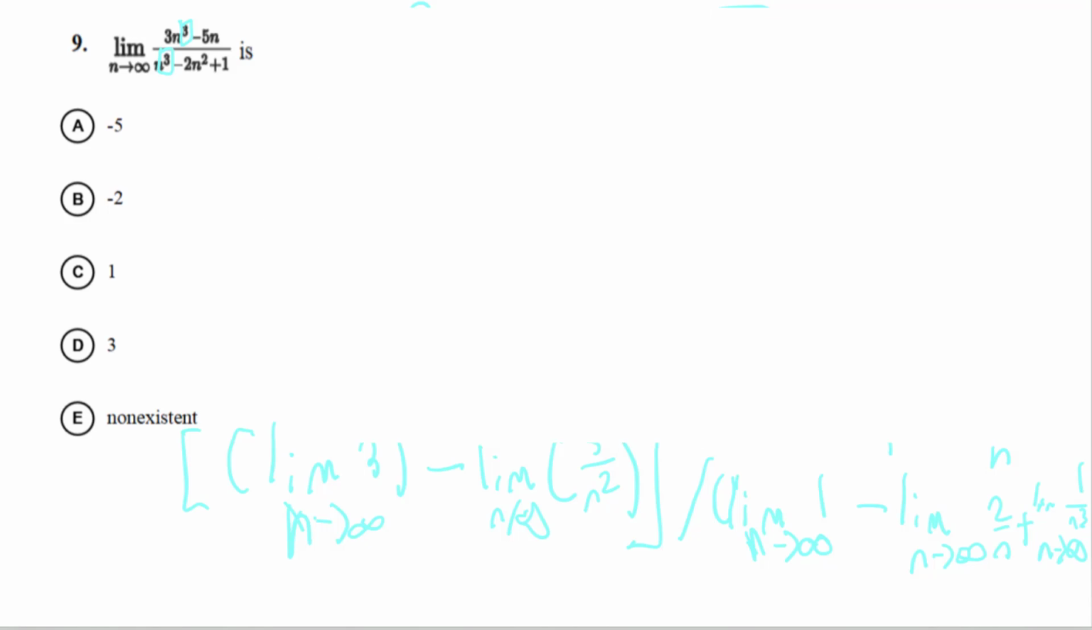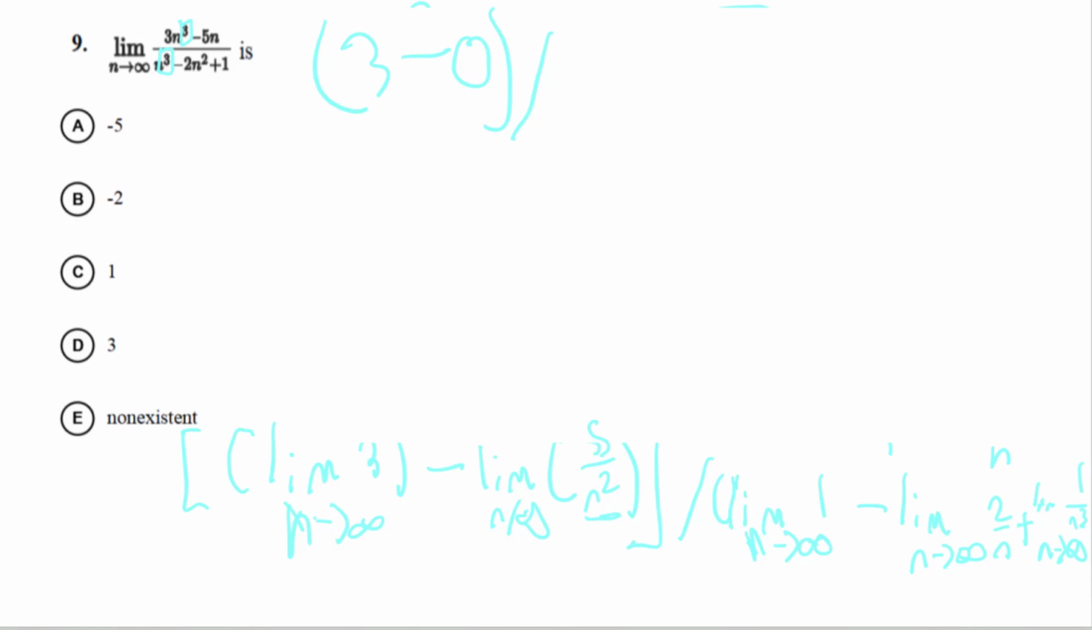So from this, we know the limit of 3 is equal to 3 as n approaches infinity, because 3 isn't even a variable in the expression. So we just get 3 minus the limit as n approaches infinity of 5 over n squared. Well, if we have a massive denominator, that's going to make the expression very, very close to 0. And when we approach infinity, we're going to have such a massive denominator that this will basically be equal to 0. So we get 3 minus 0, divided by our denominator.